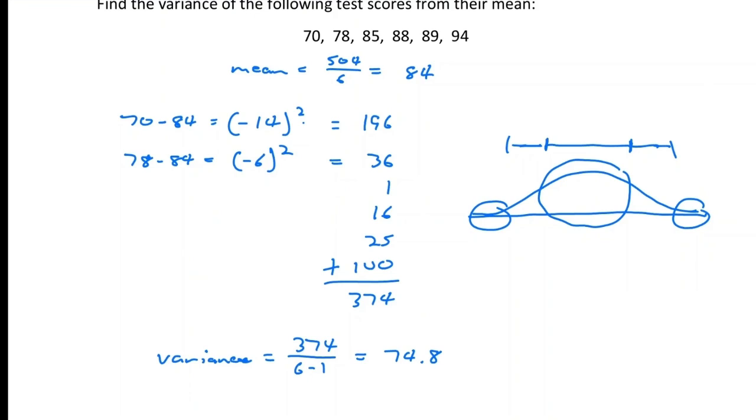However, typically we're using much larger data sets. So if I had a data set of, let's say, 100 test scores, I would not want to do this process 100 times, each of those steps 100 times, add them all up, divide by 99, et cetera. So technology is really our friend when we're doing a lot of this.